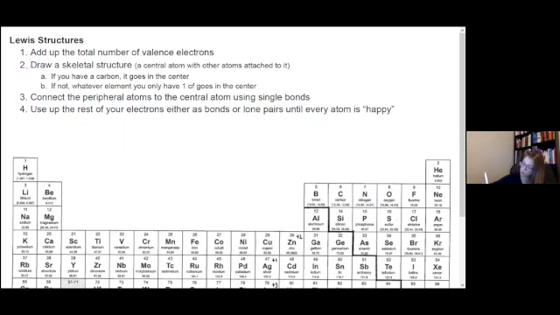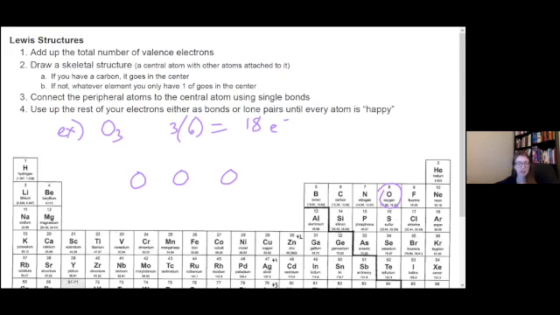Let's look at O3. So counting up my total, I have 3 oxygens. They are in the 6th column, so they have 6 valence electrons. I'm dealing with 18 electrons. Now this is all oxygen, but unlike that last example of N2, I have 3 atoms, so I can put one of them in the center and have the other 2 attaching to it. I do have a central atom here. Using up 2, 4 electrons to start, then 6, 8, 10, 12, 14, 16, 18.